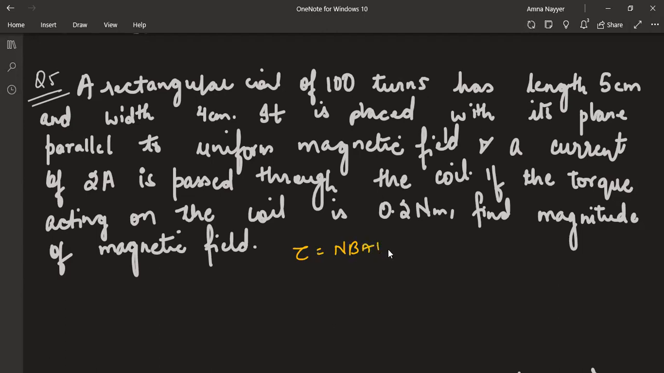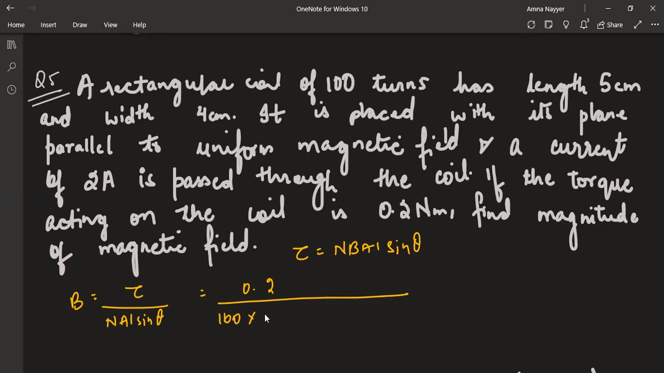See, torque is equal to NBAI sine theta. So the magnetic field will be torque divided by NAI sine theta. So torque is 0.2 divided by the number of turns 100, and the area of cross section. See, it's a rectangle, so the area will be L into B, which makes it 0.05 into 0.04. That is the area of it.